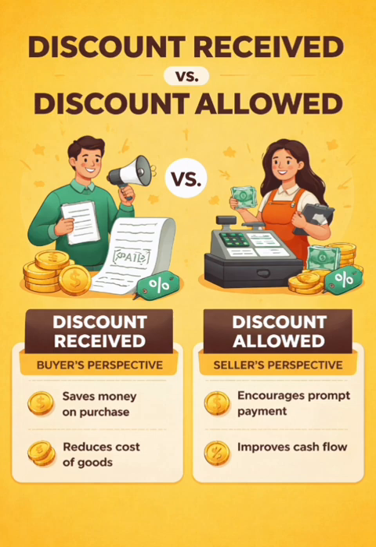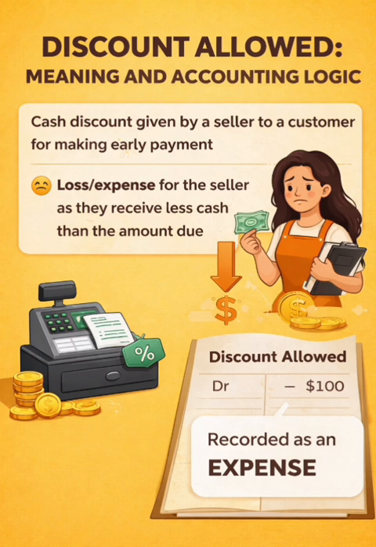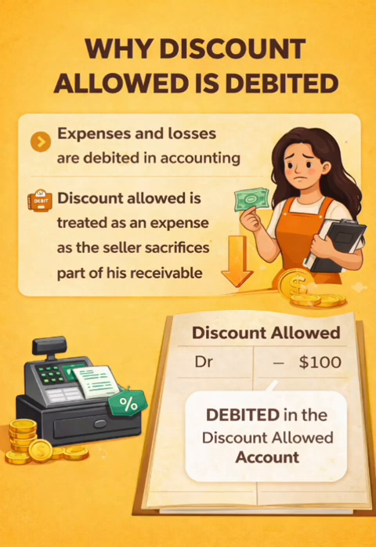Now let us clearly understand how cash discounts behave from both sides of a transaction. What is discount allowed? Discount allowed is the cash discount given by a seller to a customer for making early payment. From the seller's point of view, it is a loss or expense because the seller receives less cash than the amount due.